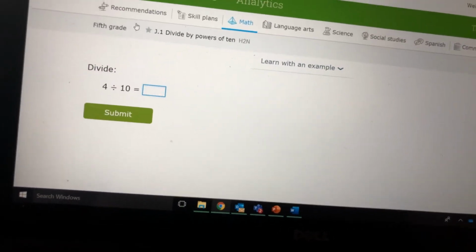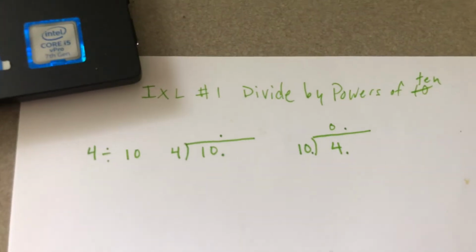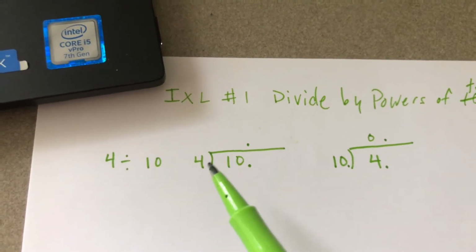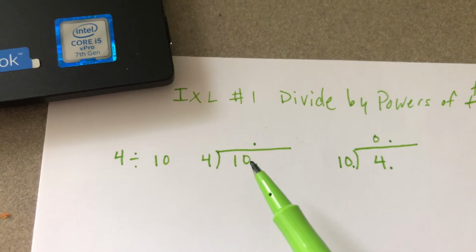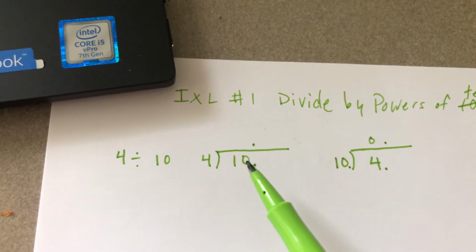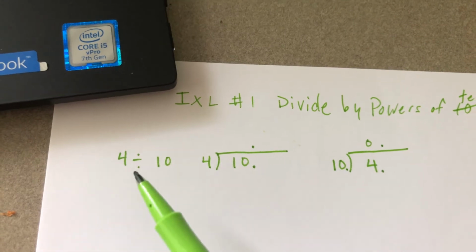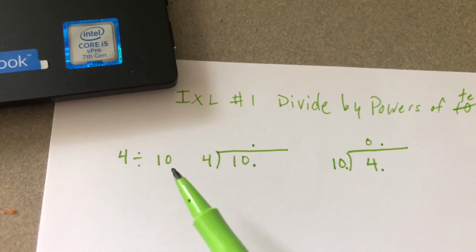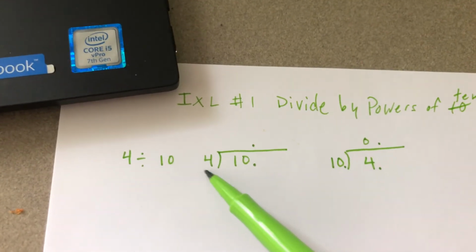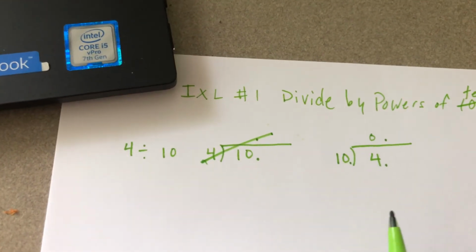Let's look at this also using the standard algorithm. Okay, so here I've got 4 divided by 10. So I wrote 4 divided by 10. Mr. Voigt, doesn't that mean how many groups of 4 go into 10? Yeah, but this is saying 4 divided by 10. This is saying how many groups of 10 go into 4. So be careful not to write it this way, okay?